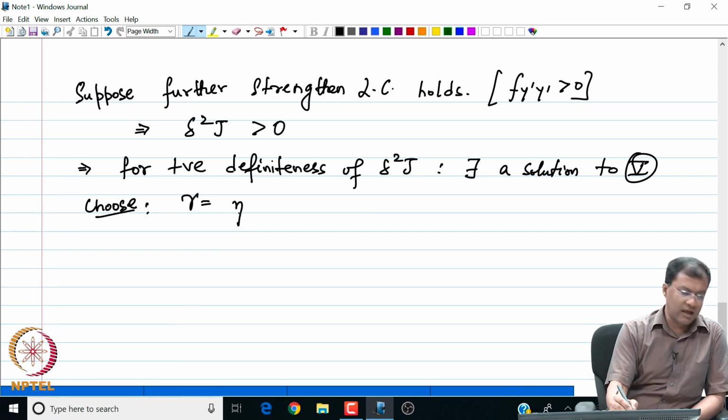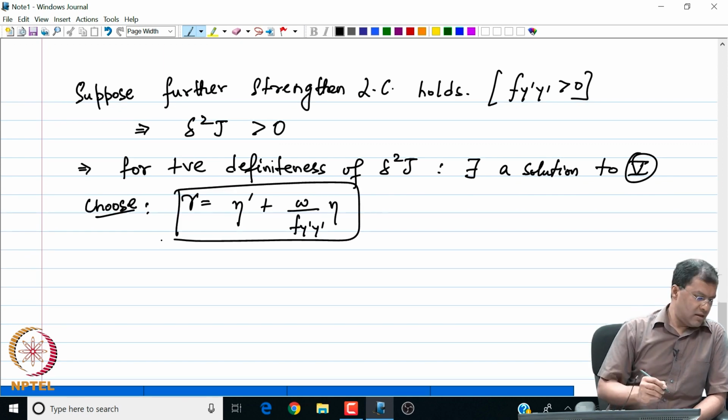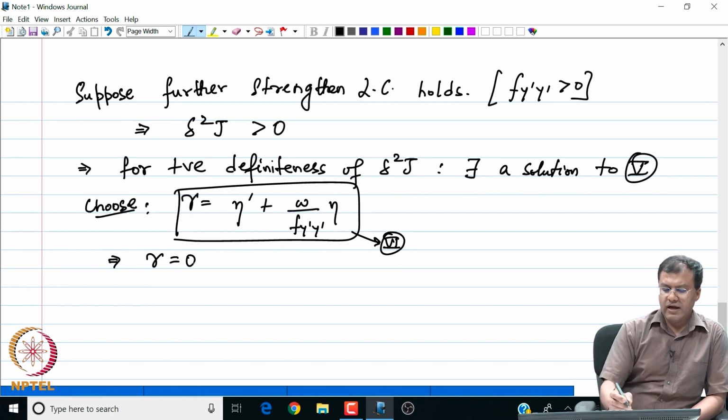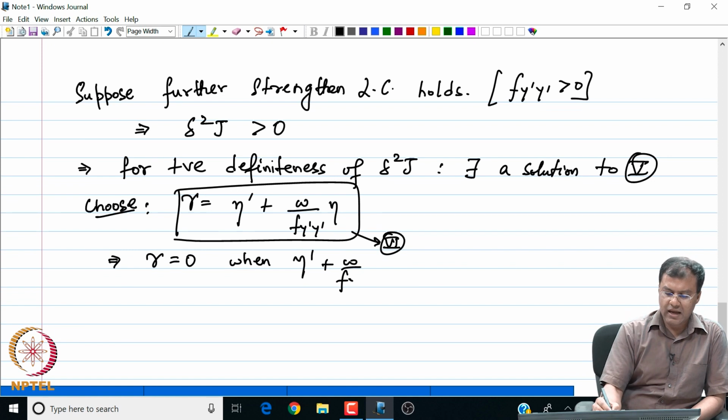Okay. Now, let us also look at this. If that is the case, let me also choose my function gamma to be the quantity that I found inside the bracket. So, gamma is eta prime plus omega by f y prime eta. So, we choose this gamma, right. Let me call this 6. Now, it turns out that gamma is 0. So, when is gamma 0? When eta satisfies the ODE whose expression is given by 6, right. So, gamma is 0 when eta prime plus omega by f y prime eta is 0.